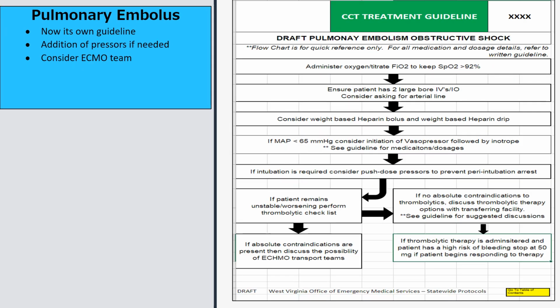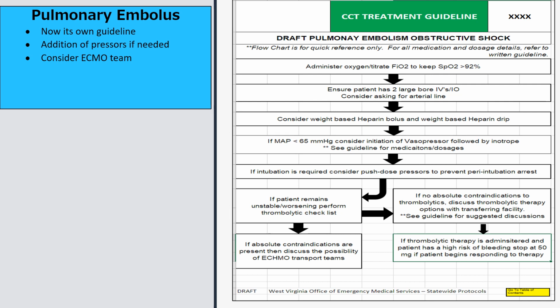This is the CCT treatment guideline for pulmonary embolism or obstructive shock. The flow chart is for quick reference only. For all medication and dosage details, refer to written guidelines. Administer oxygen and titrate your FiO2 to keep your SpO2 above 92%.